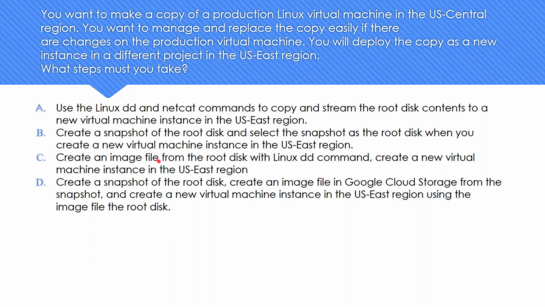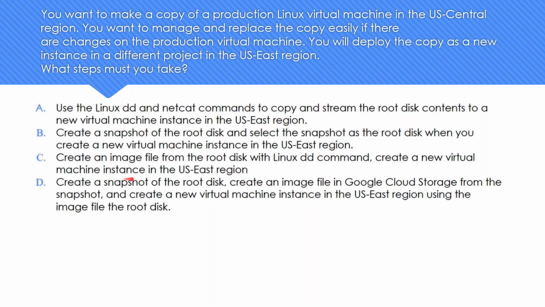Option C, create an image from the root disk with the DD command, then create a new virtual machine in the US East region. Now this is where a little exposure to that command comes into the picture. I did some searching and understood that this is not going to work on a mounted disk. Mangesh can help us here, he had some exposure, is what I understand. So you cannot use it on a mounted disk. Option C is not going to work correctly as expected if you are doing it on a mounted disk, so that's where option C is not a good choice.